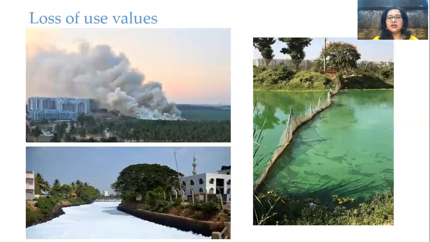Because of this, there is a huge loss in the benefits which are provided by these surface water bodies. We have seen lakes on fire. We have seen foaming and frothing in our lakes, and also water bodies which have a thick layer of chlorophyll A and harmful algal blooms on their surface.